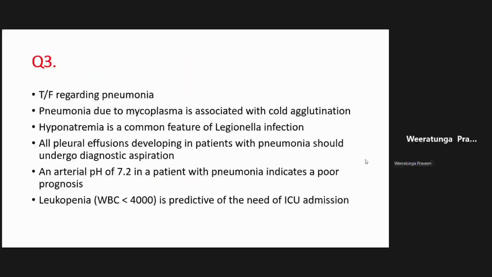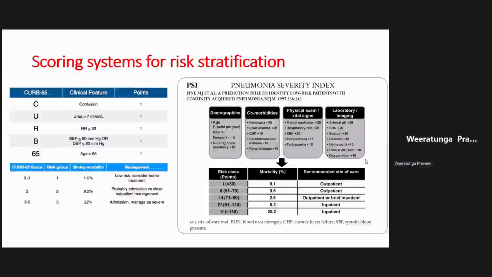I'll talk about the pleural effusions later, but now these are important. When you're managing the pneumonia, you have to be able to risk stratify the pneumonia. Risk stratification. The famous risk stratification, which you have to know by heart, is the CURB-65.